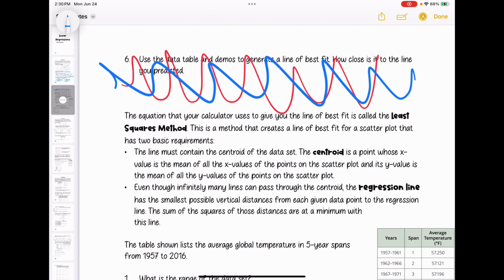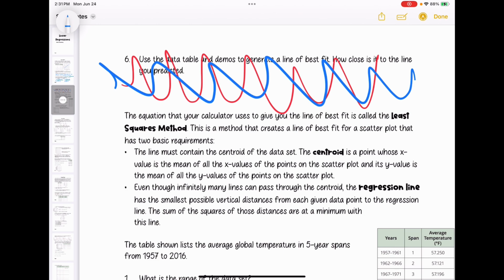Okay, that's just a bunch of vocabulary that you really don't need to know for the project that goes along with this information, but I wanted to put it in there just so that we can say that we talked about it and referenced it. But really, Desmos is going to be doing all the work for you when it comes to finding your line of best fit. So we're going to do one more example.